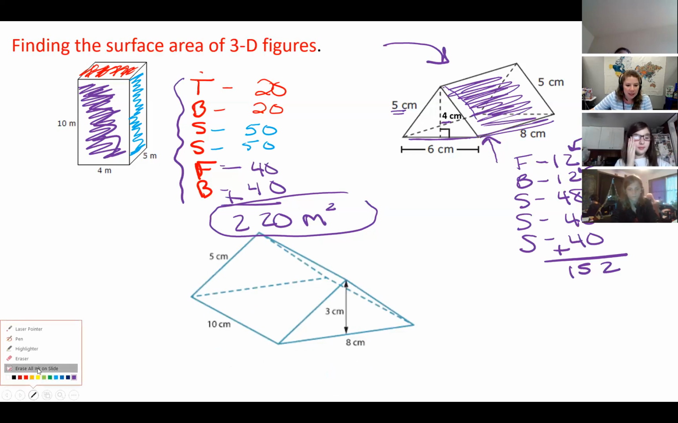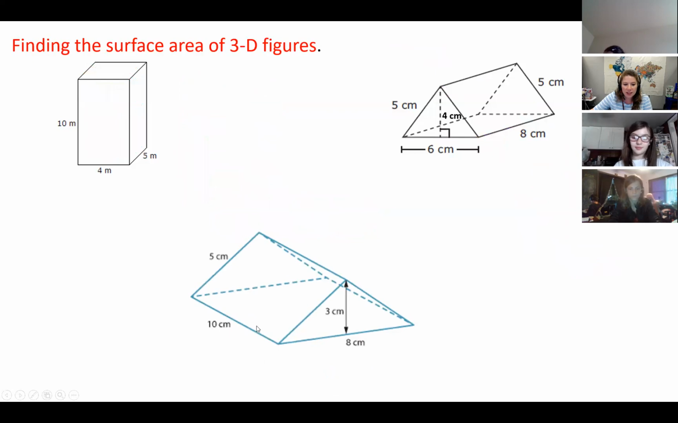All right, I'm going to be quiet, ladies, and I want y'all to find the area of this triangular prism on the bottom.